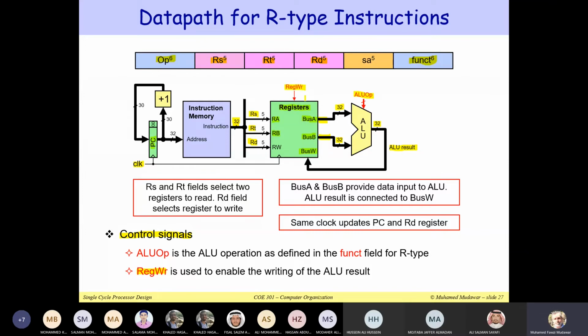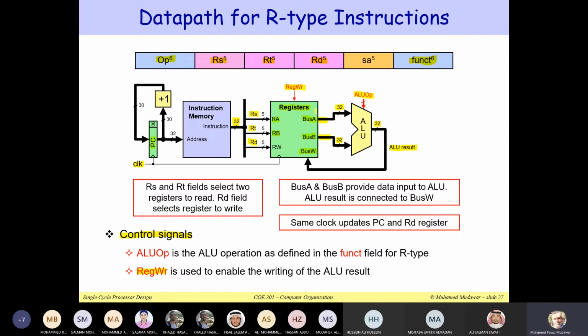And if the register write is 0, then it is going to disable. Now, why do we need this control signal? Because some instructions will not write anything to the register file. We'll encounter these instructions later. Some instructions in the instruction set don't write anything to the register file.